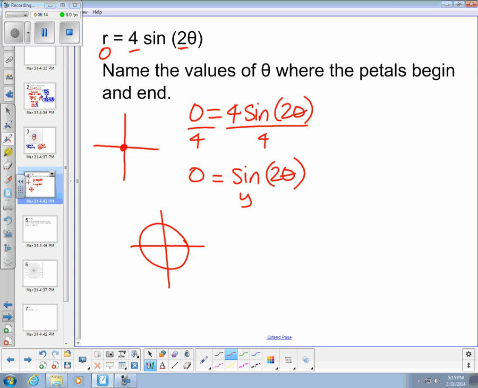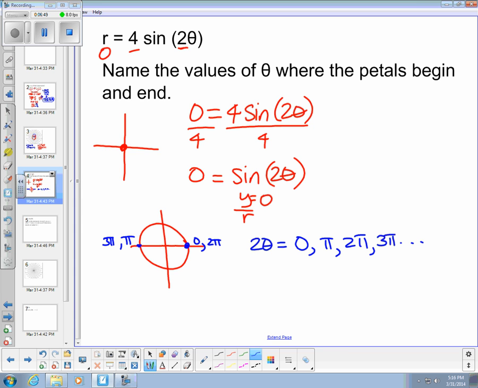Sine is y over r. Okay, so I want to know where y is 0 because those are the places where sine is going to equal 0. And that is at 0, at pi, at 2 pi. If I kept going around, it would be 3 pi, and so on. So I can go as far as I need to, as many rotations as I need to. So 2 theta equals 0, or pi, or 2 pi, or 3 pi. Okay, and I can keep going.